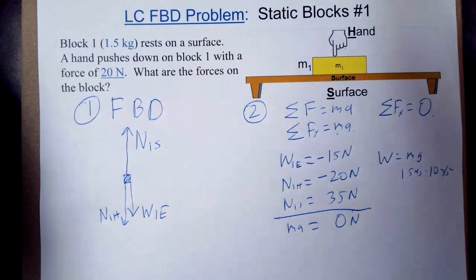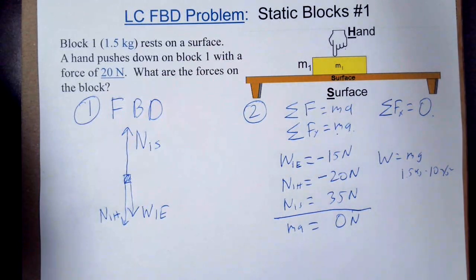So as you push down harder with your hand, the normal force on 1 by the surface increases. Just like if you put something on a scale and you start pushing down on it, the weight will kind of increase. It's not actually the weight, it's the normal force that the scale is exerting on your hand.